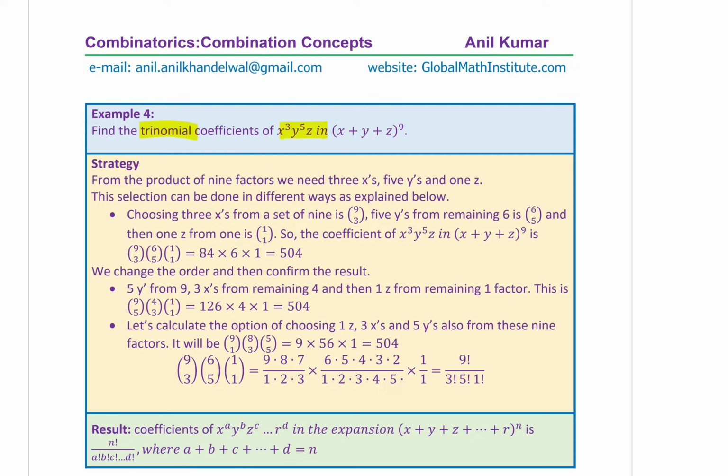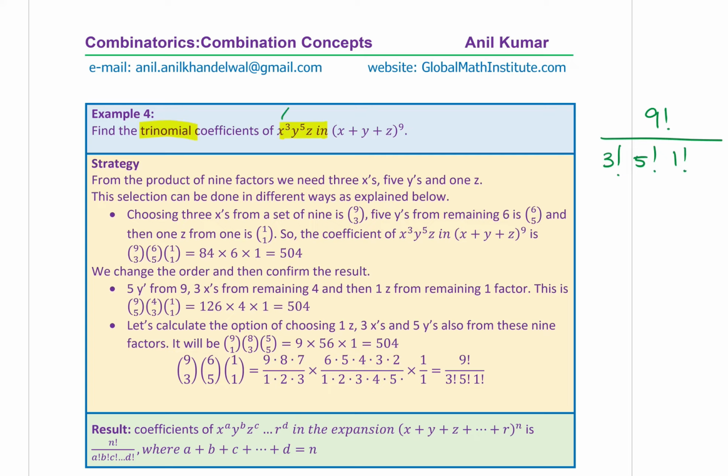So from the method which you've learned, you can easily write down the answer, right? n factorial is 9 factorial in this case, divided by 3, 5, and 1 factorial. Do you see that? That should be your answer. So it's so simple once we understand the concept. You get the idea. And you can choose the way.